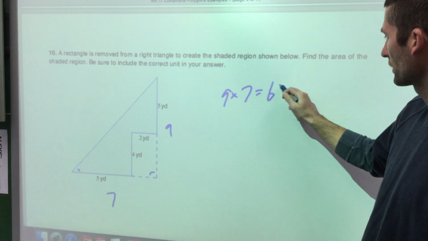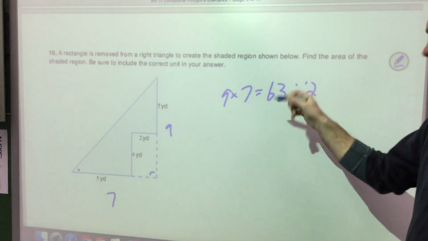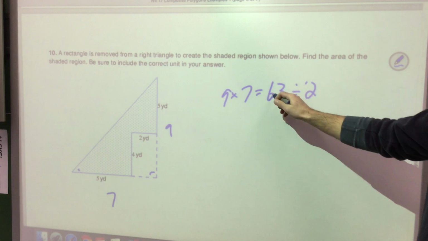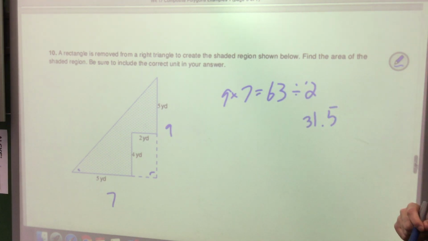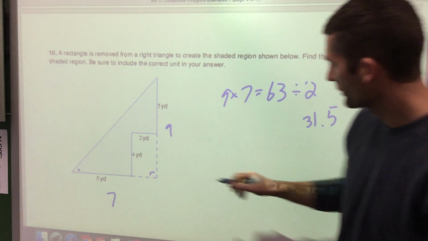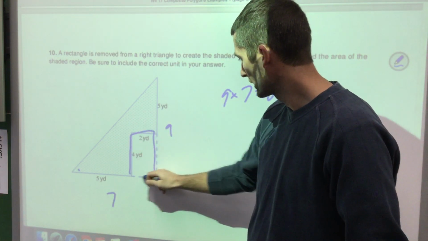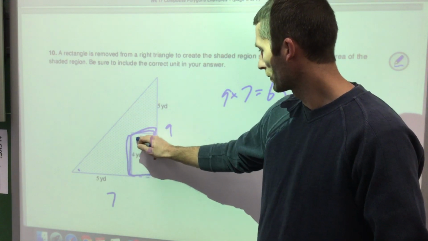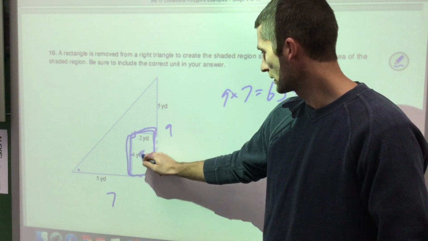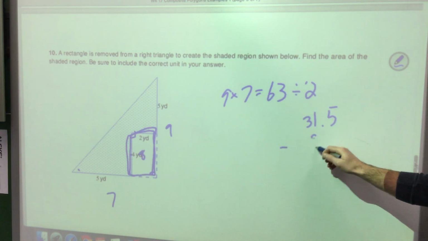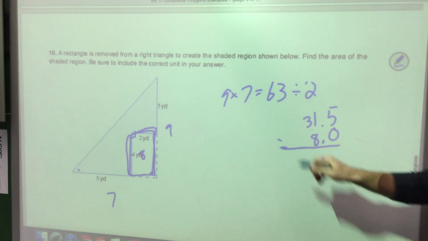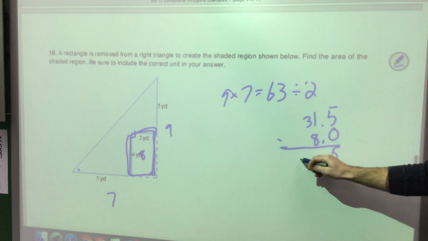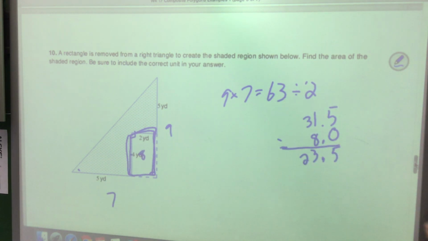9 times 7 is 63, and then half of 63, we can go back and do the average again. It's going to be 31.5, 31 and a half. Okay. After we do that, we're going to subtract out this rectangle. This rectangle at the right angle is 2 times 4, which is 8. So we're going to subtract 8 off 31 and a half. 8 is the same as 8.0, so we need to line up our decimals. Our answer is 23.5, or 23 and a half square yards.